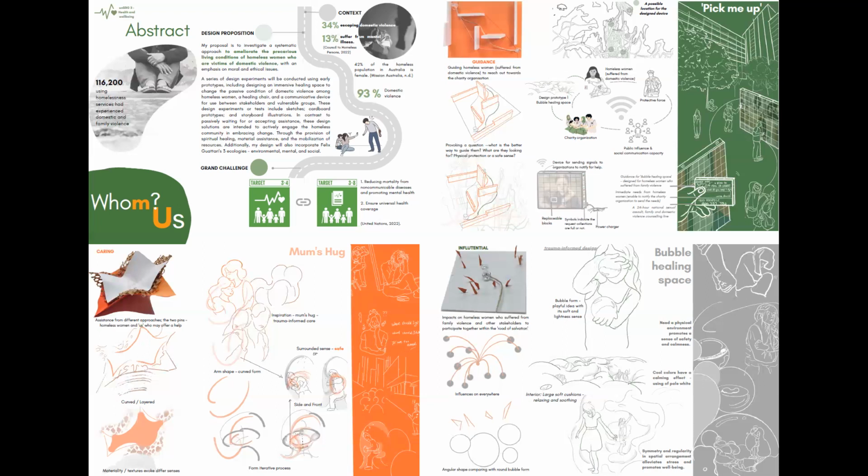My design abstract is to investigate a systematic approach to ameliorate the precarious living conditions of homeless women who are victims of domestic violence, with an emphasis on moral and ethical issues. A series of design experiments will be conducted using early prototypes, including an immersive healing space named Bubble Healing Space, a healing chair named Mom's Hug, and a communicative device named Pick Me Up, for use between stakeholders and vulnerable groups. These design experiments include sketches, cardboard prototypes, etc.